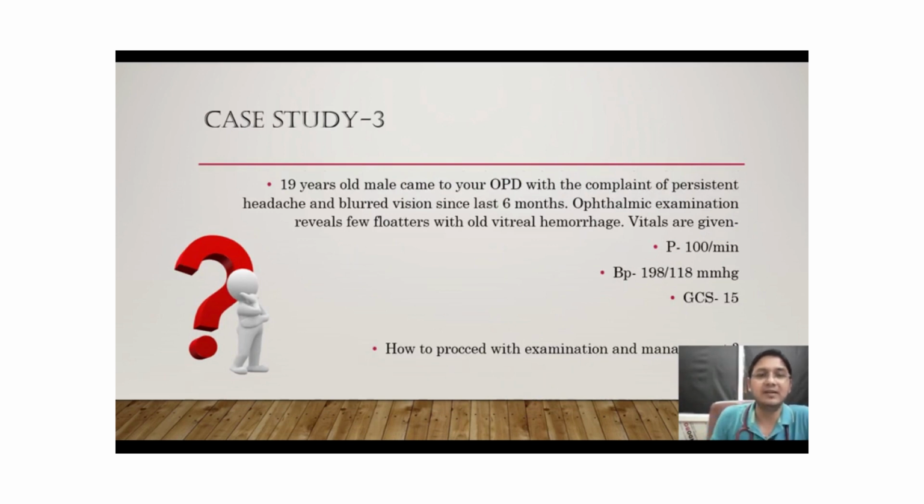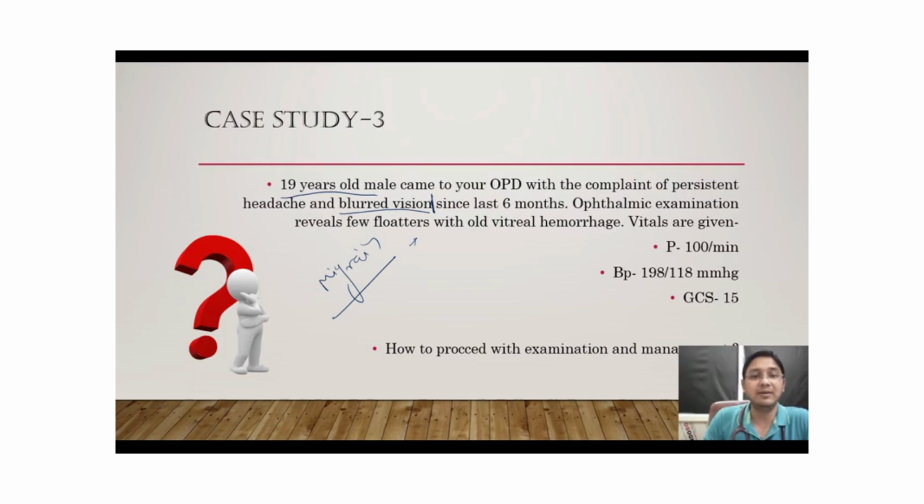In the third case, we have a very young male, a 19-year-old male, who came to OPD with complaint of persistent headache and blurred vision. If we listen to the history, since he is having headache and blurred vision, and is 19 years old, we will misdiagnose as migraine, and we will start with some painkiller.